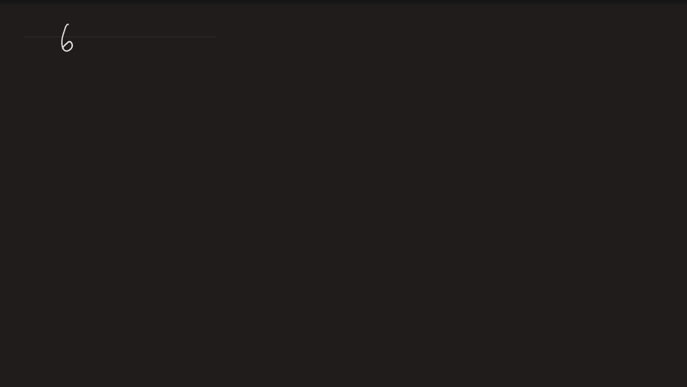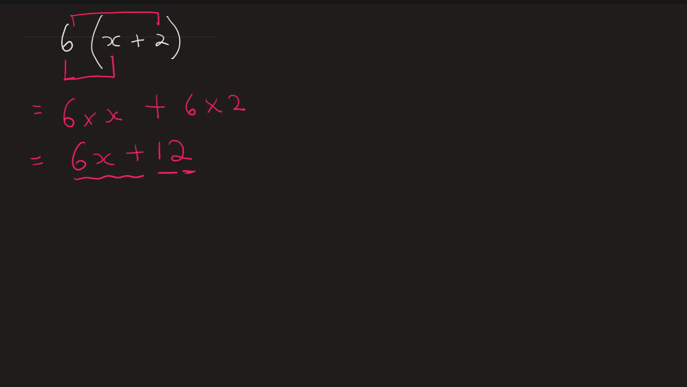Here's the first problem. 6 outside of x plus 2. I take the number outside the bracket and I multiply it by x. So this is going to equal 6 multiplied by x plus, take the number outside the bracket and multiply it by the second term, which is 6 times 2. Let's tidy this up. 6 multiplied by x is 6x plus 6 times 2 is 12. This is my answer.